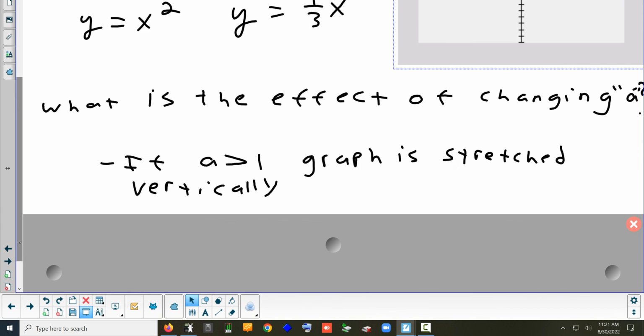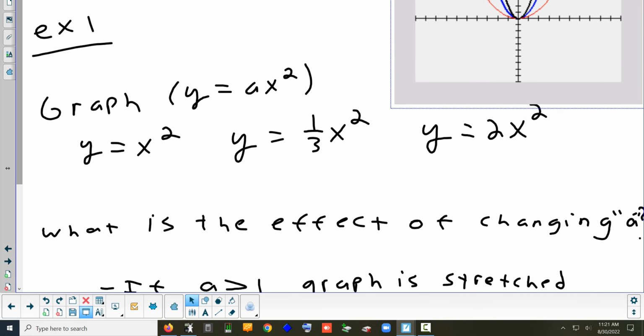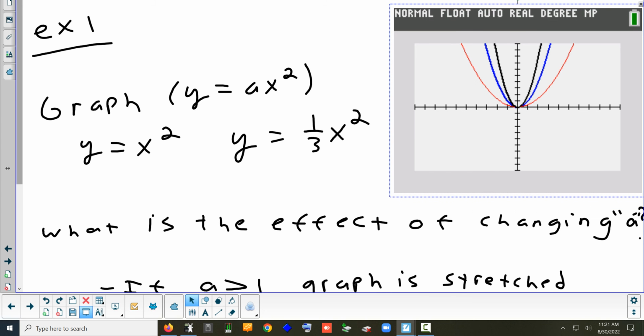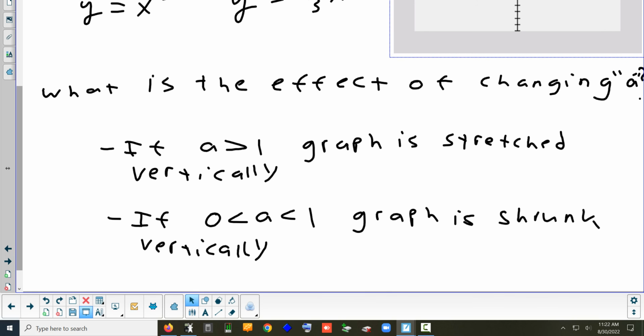Specifically, if A is a value that's bigger than 1, like it was in this last one, 2x squared, that's the black one, it stretched it. If A is a fraction between 0 and 1, like 1/2 or 1/3 or 0.6, something like that, that's going to cause the graph to shrink vertically.